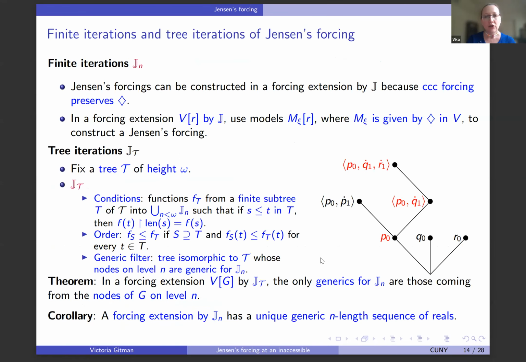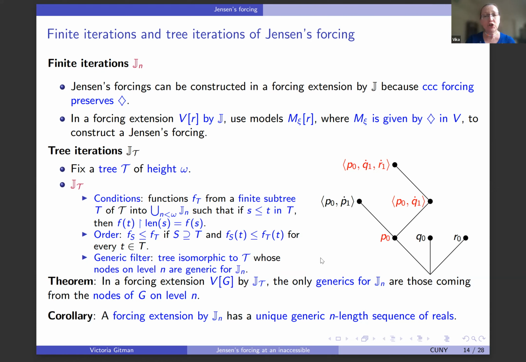Okay. So since I mentioned finite iterations and tree iterations, let me just tell you what they are a little bit. Okay, so how would you iterate Jensen's forcing? Well, as I said, in order to construct a Jensen's forcing, you just need diamond. Jensen's forcing is CCC. CCC preserves diamond. So in a forcing extension by Jensen's forcing, you do have diamond. So you have Jensen's forcings there. So the iteration does make sense, first of all.